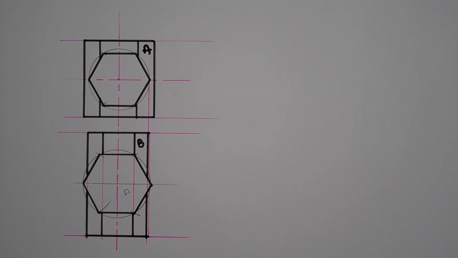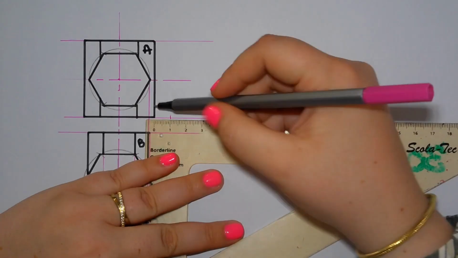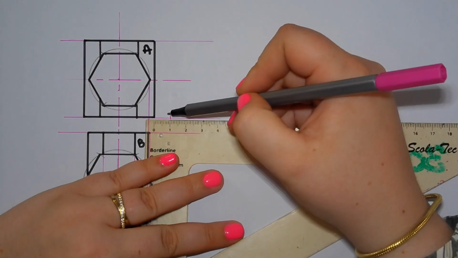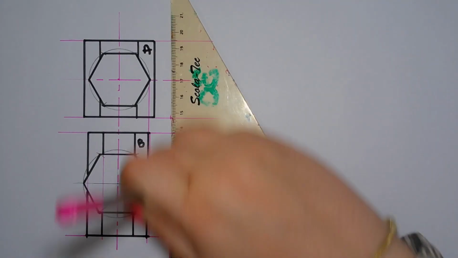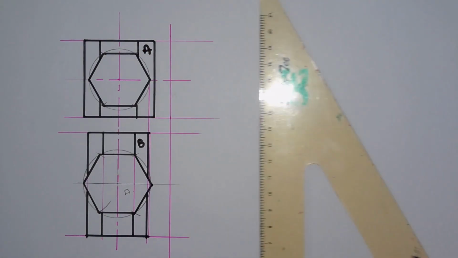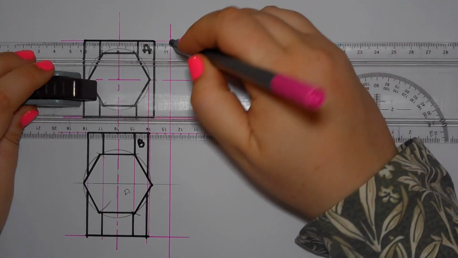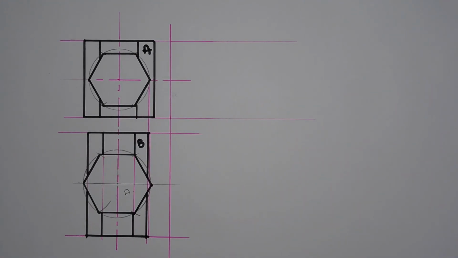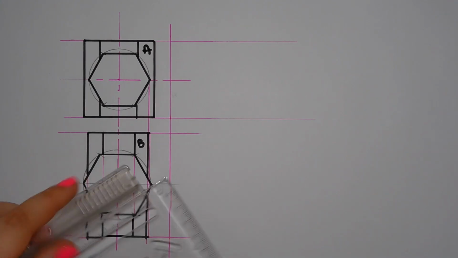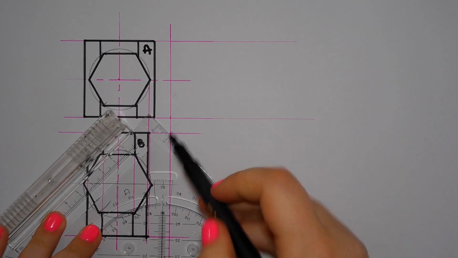Then just to prepare my page to work on my left view, I'm going to make a 10 millimeter gap away from this front view and draw a line straight across. Then I also need a 45-degree line next to my top view.